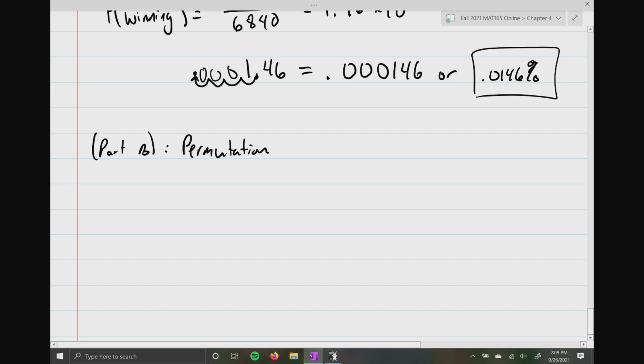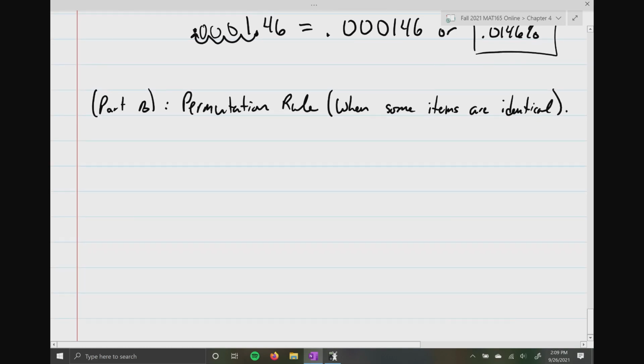So permutation rule, and this rule kicks in when some of the items are identical. When some items are identical. So order still matters. I mean, that doesn't go away. It's just some of the items are the same.